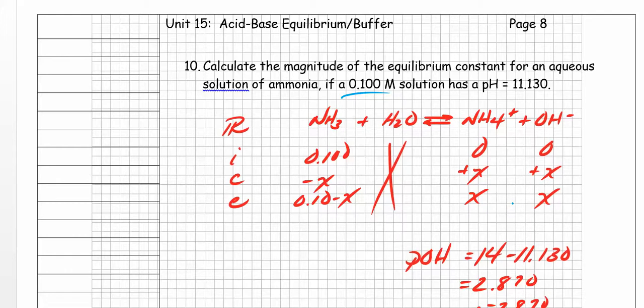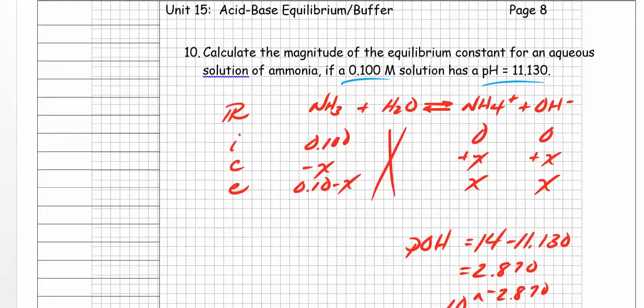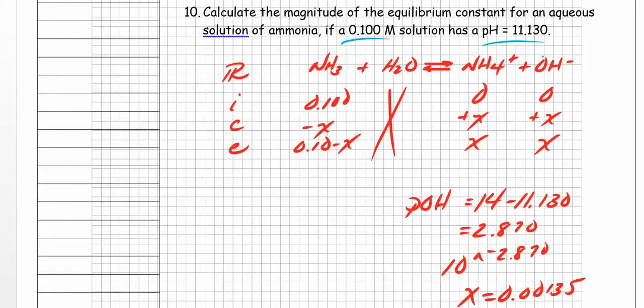Now, they tell me that the pH is 11.130, right? But this is a base problem. We're working with a weak base. So the first thing we're going to need to do is convert that pH to a pOH. It's easy. We're going to say 14 minus the 11.130 that they give me, and I get 2.870 to the correct number of significant digits, okay? I have a pOH of 2.870.